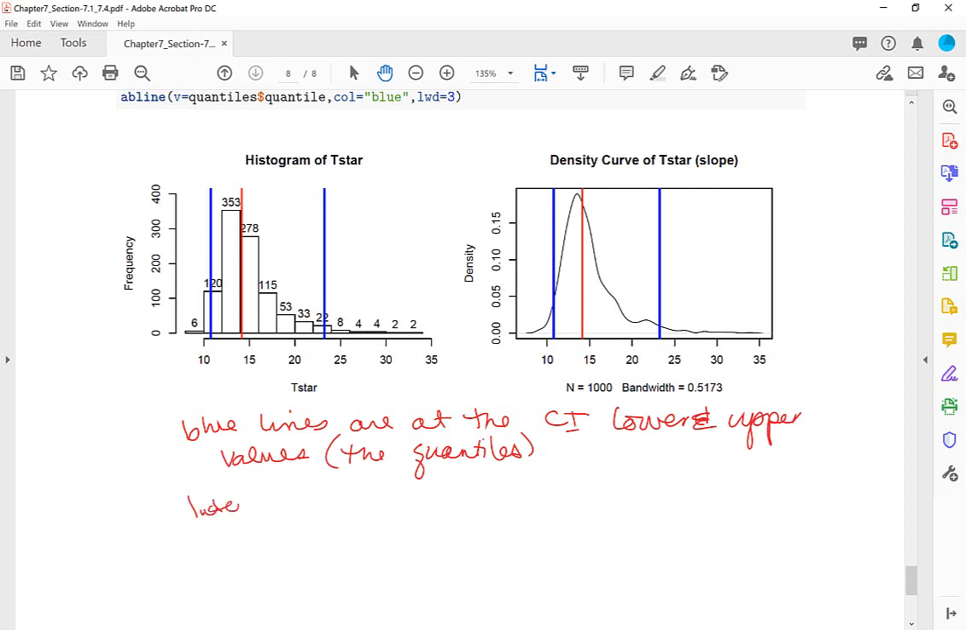The interpretations are the same for parametric and non-parametric.